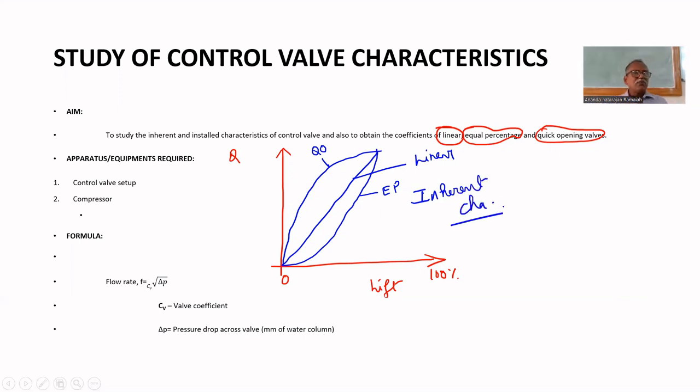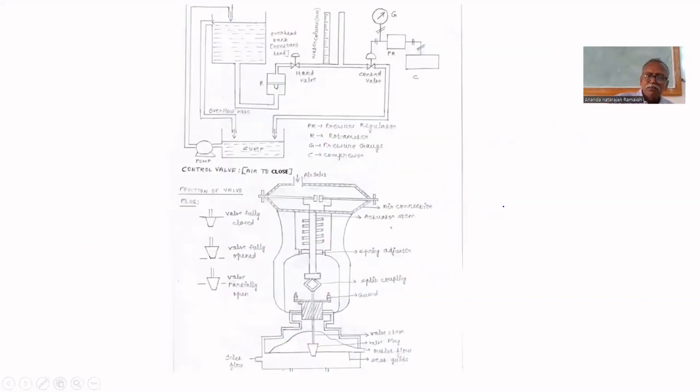After installation, if you see the characteristics, then it is called installed characteristics. When you put the valve into practice and see the characteristics, that is installed characteristics. If you are seeing only the valve and its characteristics, this is called inherent characteristics. Before going to this, we will see how a valve looks.